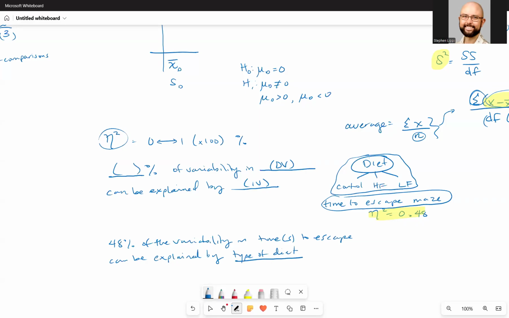Now, eta squared will never be 100% for pretty much any experimental research, mainly because there's always going to be other things that could be influencing that relationship.